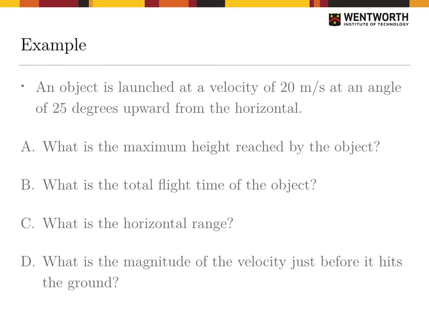Let's see how this works. Suppose we have an object launched at a velocity of 20 meters per second at an angle of 25 degrees upward from the horizontal. We'd like to know what is the maximum height reached by the object? What is the total flight time of the object? What is the horizontal range?